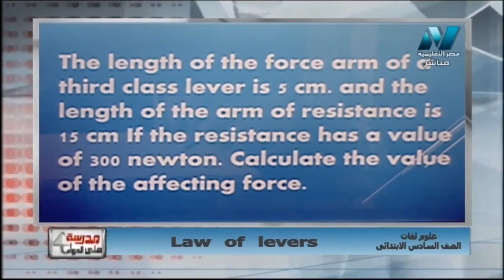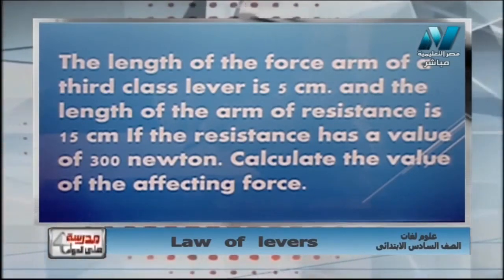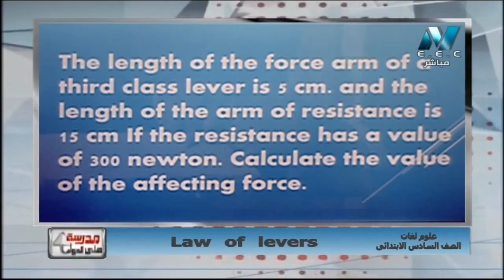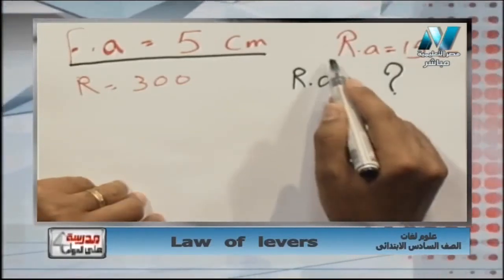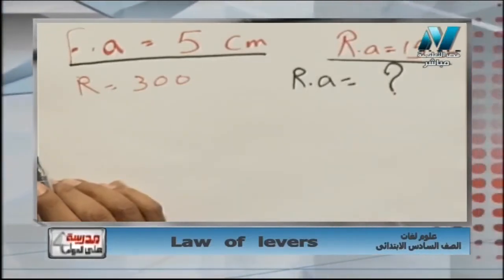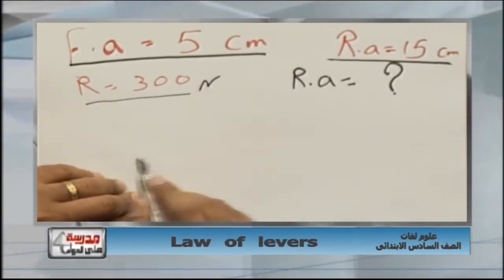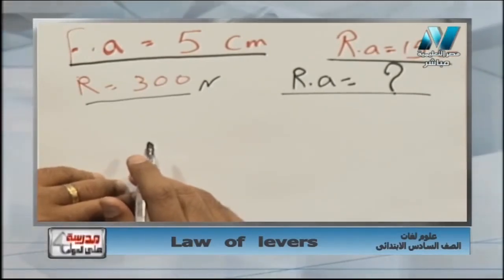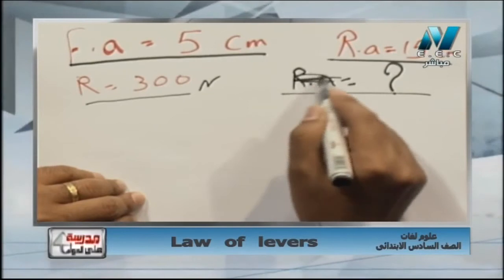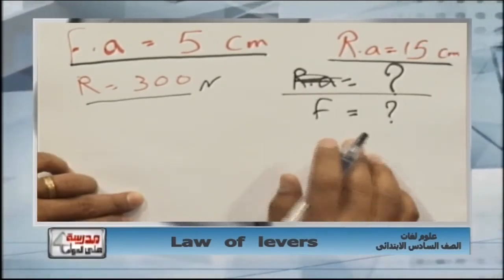Now, he gave us three givens. To solve this problem, we must write the givens first: F.A. is 5 centimeter, the first one. Second, R.A. is 15 centimeter. R equals 300 Newton. He asks about the affecting force F. He needs F. How can I get F?